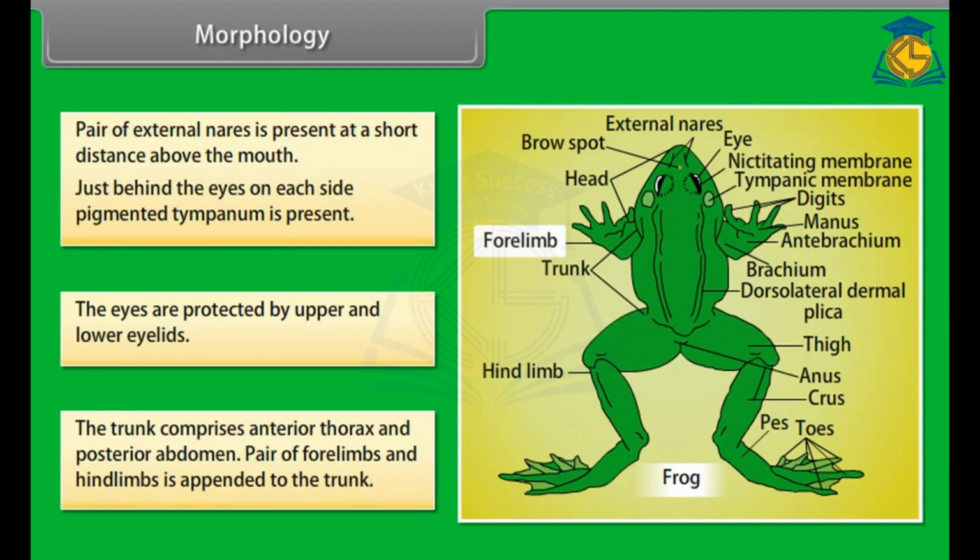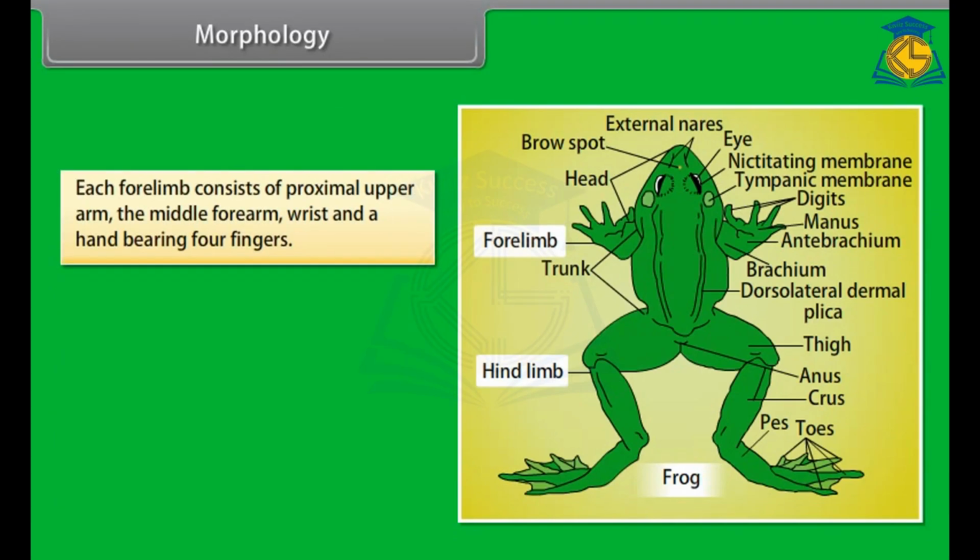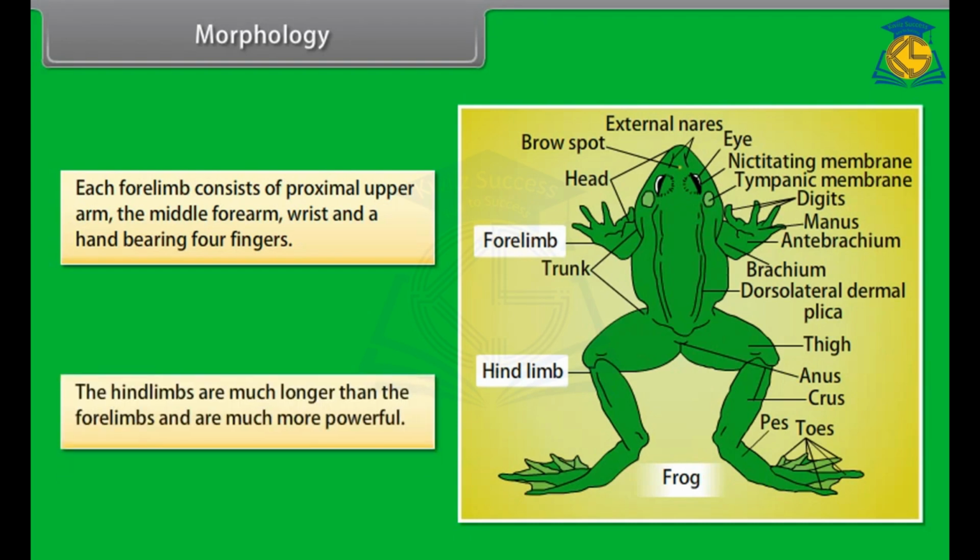A pair of forelimbs and hind limbs is appendant to the trunk. Each forelimb consists of a proximal upper arm, a middle forearm, a wrist, and a hand bearing 4 fingers. The hind limbs are much longer than the forelimbs and are much more powerful.